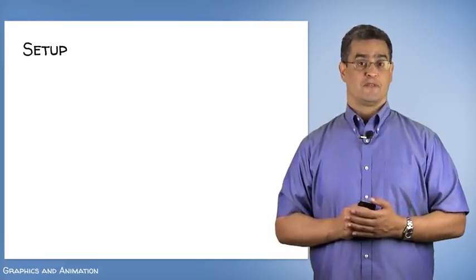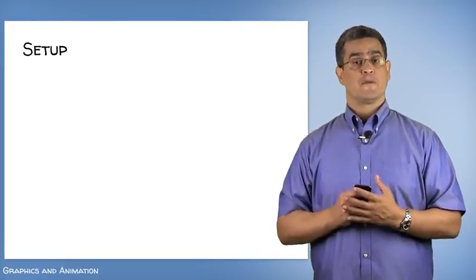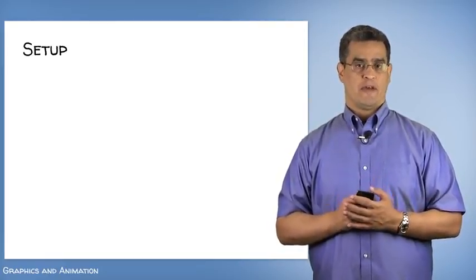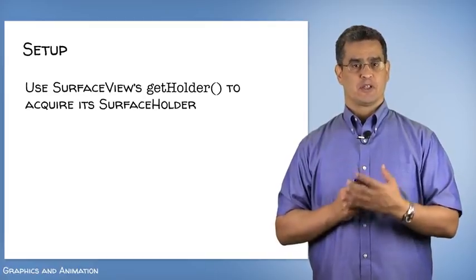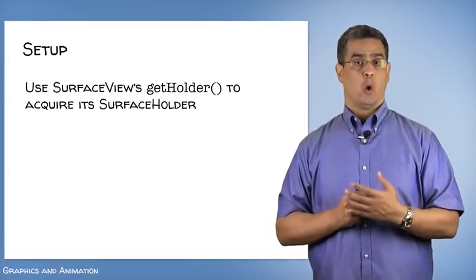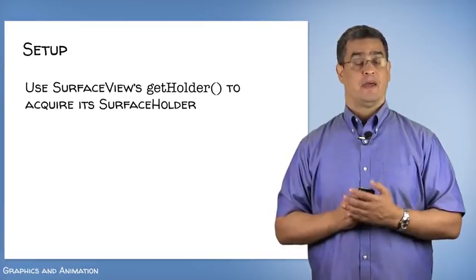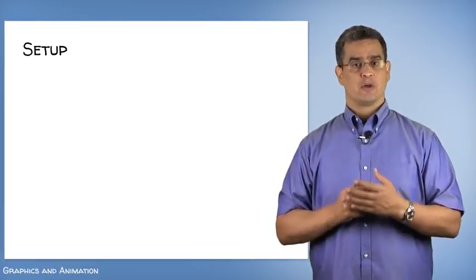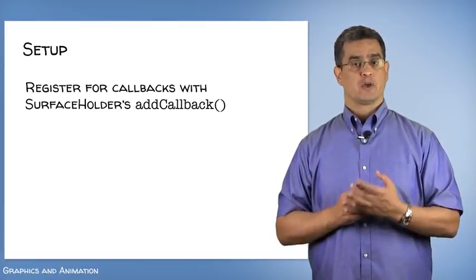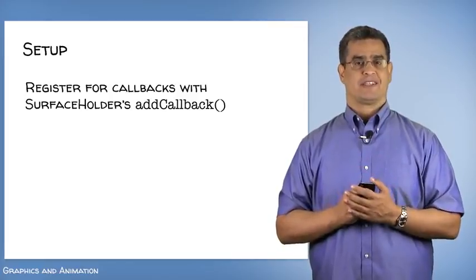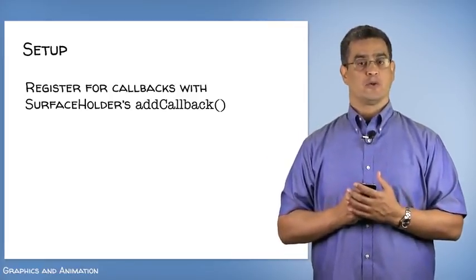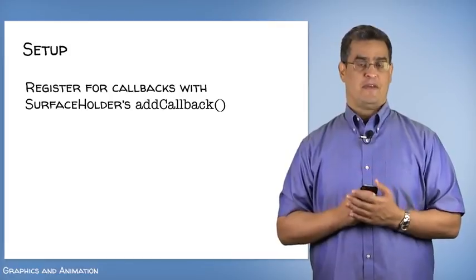To set up the surface view, you first use the surface view's getHolder method to acquire the surface view's surface holder. Next, you register the surface view for surface holder callbacks by calling the surface holder's addCallback method.